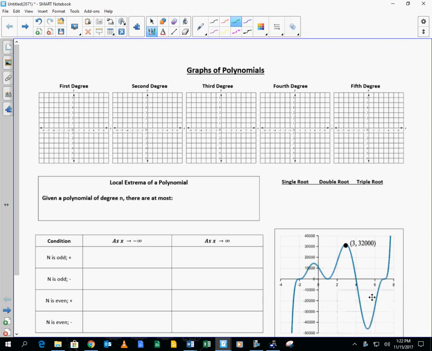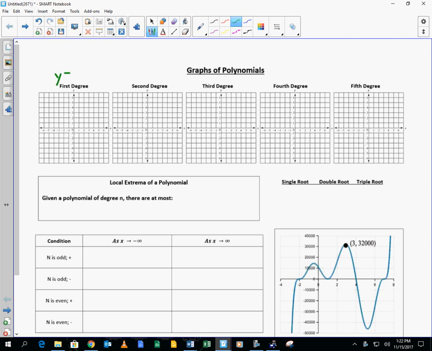Okay, here we go. Today we want to examine the graphs of polynomials. This is going to be our intro to the fundamental theorem of algebra. It's a beautiful thing. I think the coolest part of algebra. And we begin with looking at their graphs.